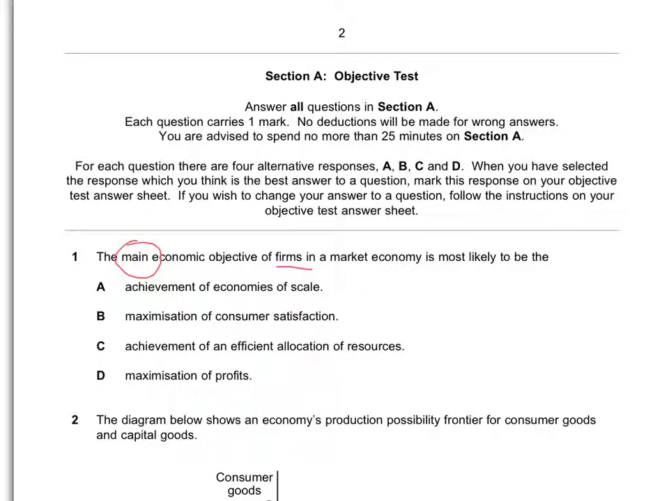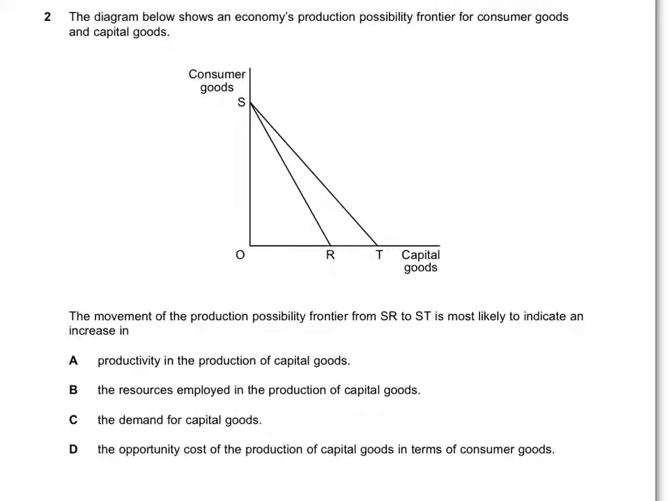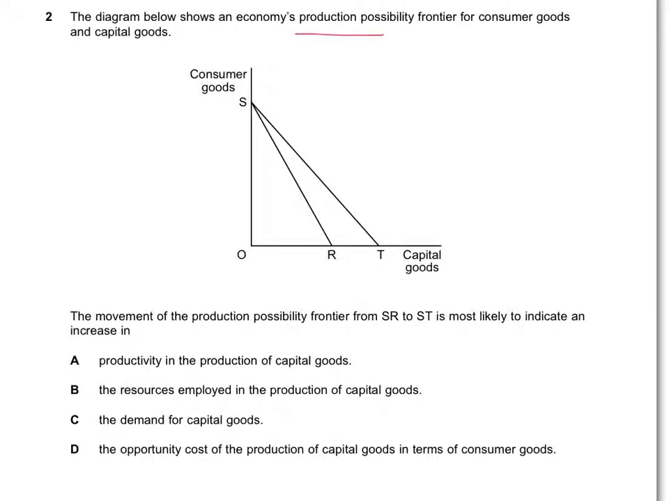Question 2 was slightly trickier because it's not the usual PPF that we're looking at, so you just need to work it out logically. In this question you might use the elimination technique. So the first thing to say is this is a production possibility frontier, so therefore it tells us nothing about demand. Secondly, along any straight line PPF there's no change in the opportunity cost, so we can rule out option D as well.